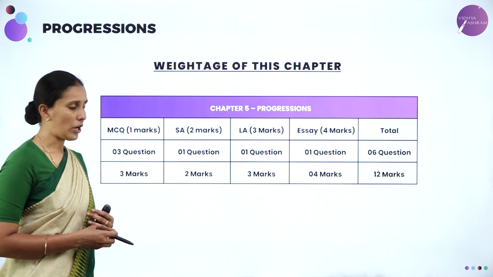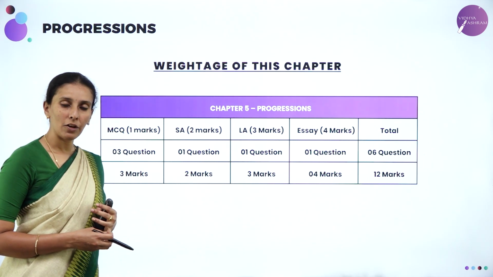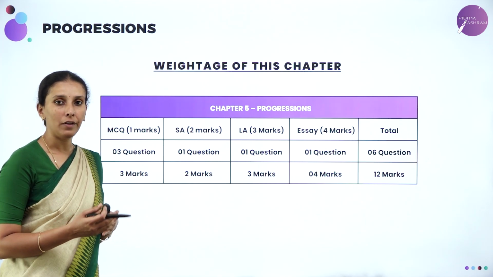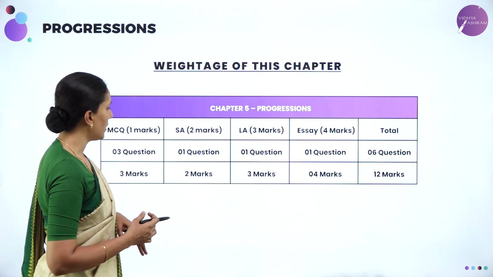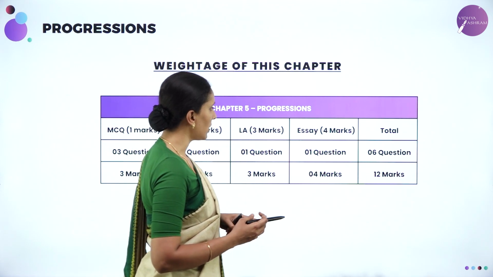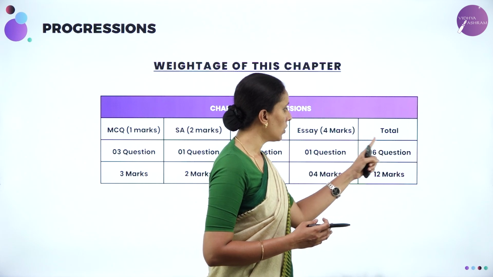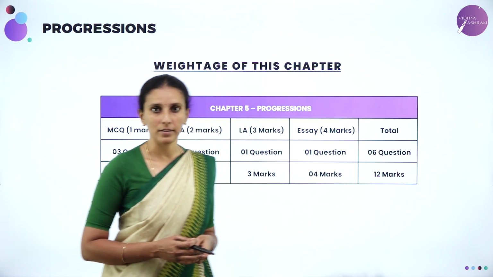From this chapter, you will get 3 questions in MCQ that may be in the form of an objective type. Either it may be multiple choice question, fill in the blanks, match the following, or one word answer. Then under short answer, you will be having 1 question for 2 marks, long answer 1 question for 3 marks, essay type 1 question for 4 marks. So overall, in total, there will be 6 questions which carry 12 marks in this chapter.